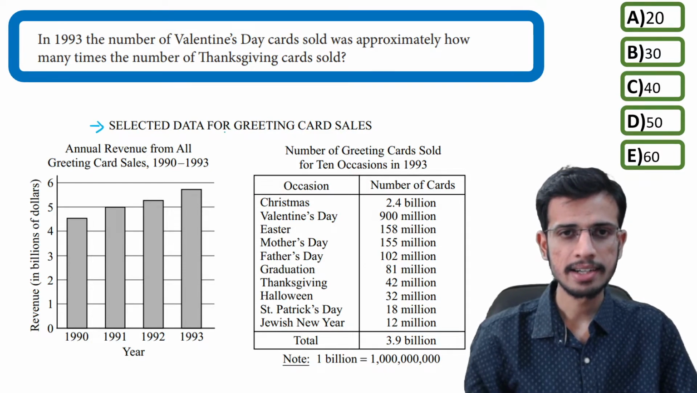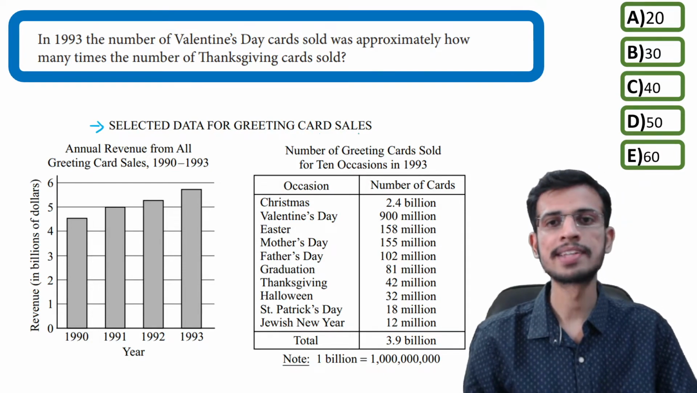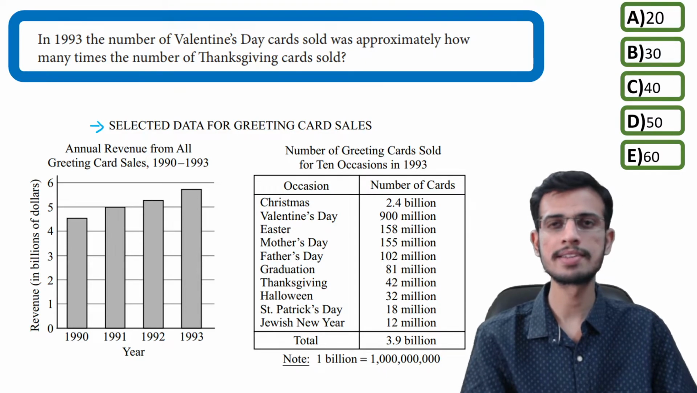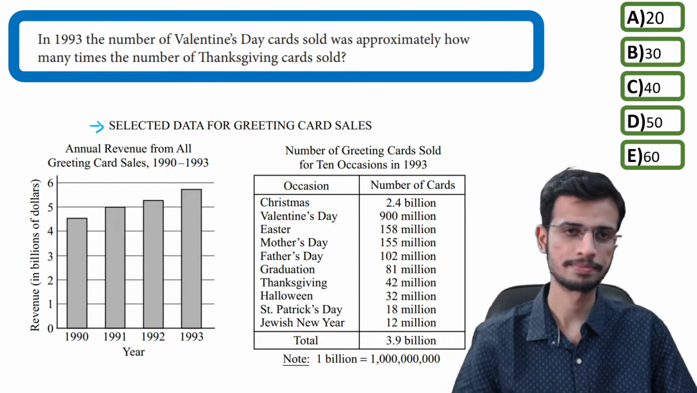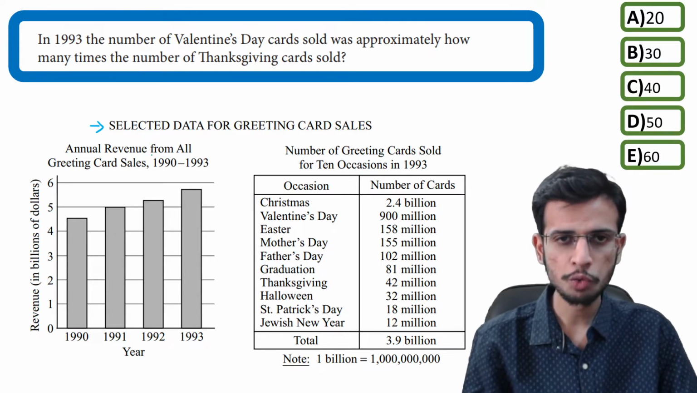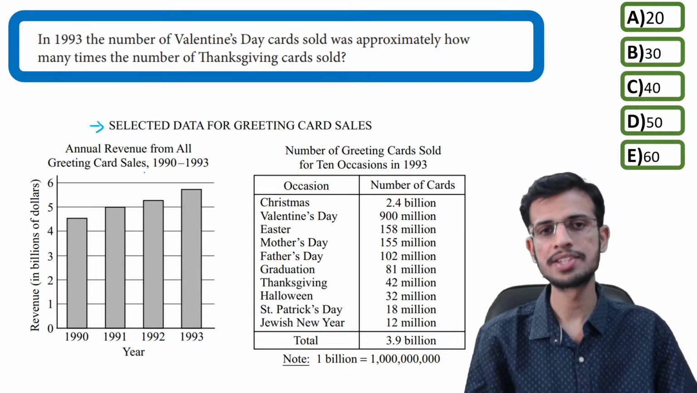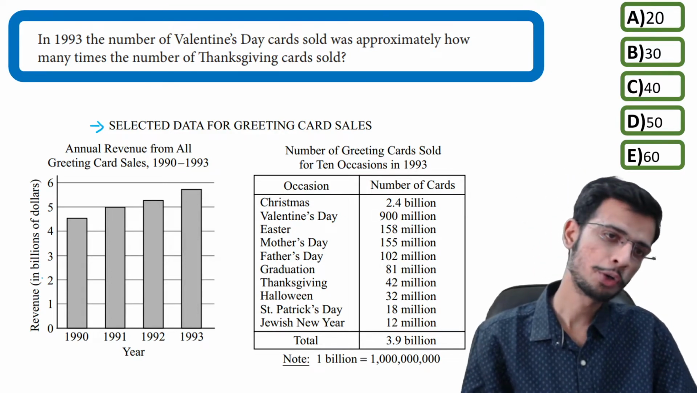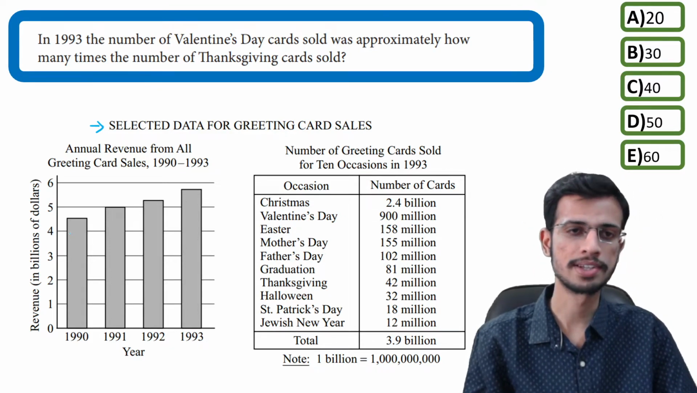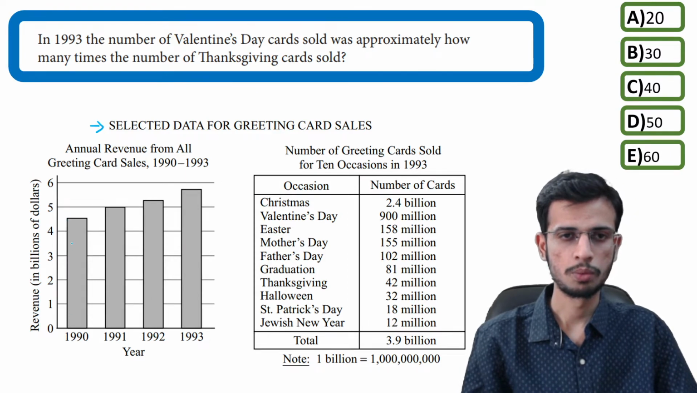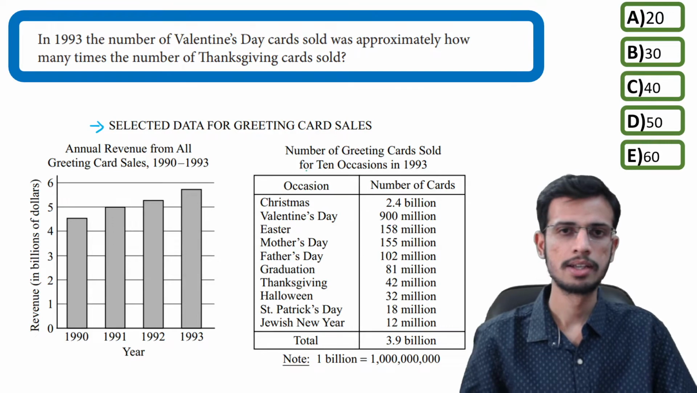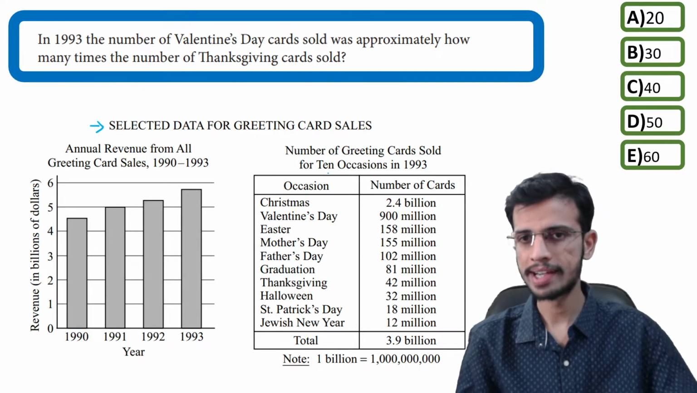The title is selected data for greeting card sales. We are given selected data for greeting card sales. There are different types of greeting cards. Annual revenue from all greeting card sales from 1990 to 1995, in billions of dollars. Annual revenue is given to us from all greeting cards. Okay, this is the bifurcation, I think.